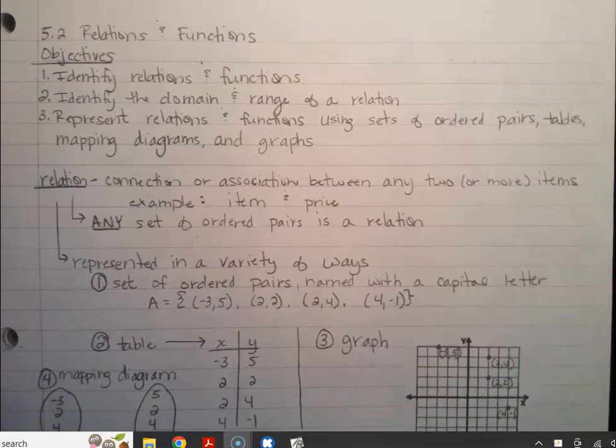All right, so today then, objectives. We're going to identify relations and functions, how they're related to each other. We're going to identify the domain and the range of a relation. And we're going to represent relations and functions using sets of ordered pairs, tables, mapping diagrams, and graphs. So all of the above.